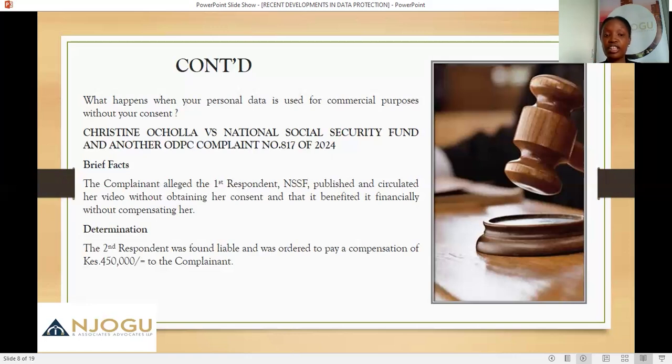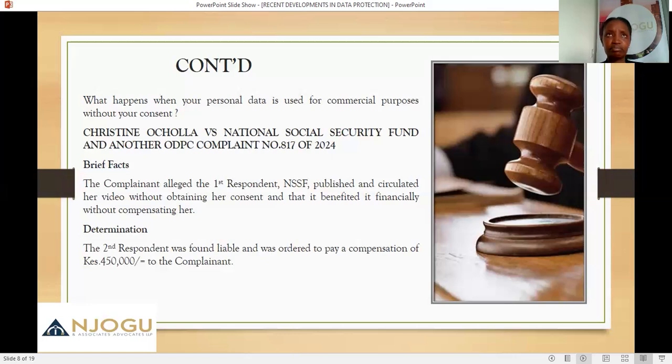So after that, they came to a conclusion that because NSSF had contracted the second respondent, who was the social media or digital marketer of NSSF, NSSF was not liable because they had subcontracted someone to do that. The second respondent was the one taking videos and doing the marketing, who was to send her the report and the agreement, and they did not do that. They went ahead and aired her video on national television without her consent or knowing that she would be aired. It was liable because it's a company. So the second respondent was found liable and was ordered to pay compensation of 450,000 to the complainant.